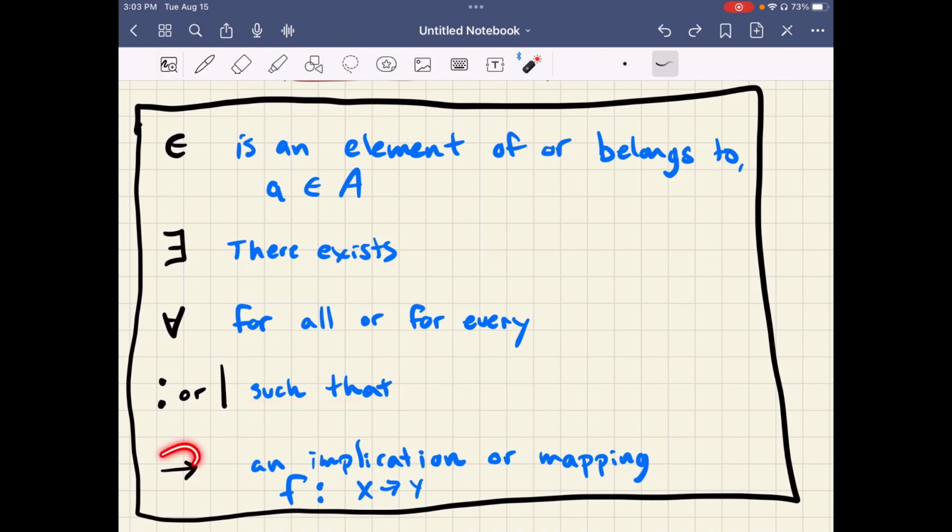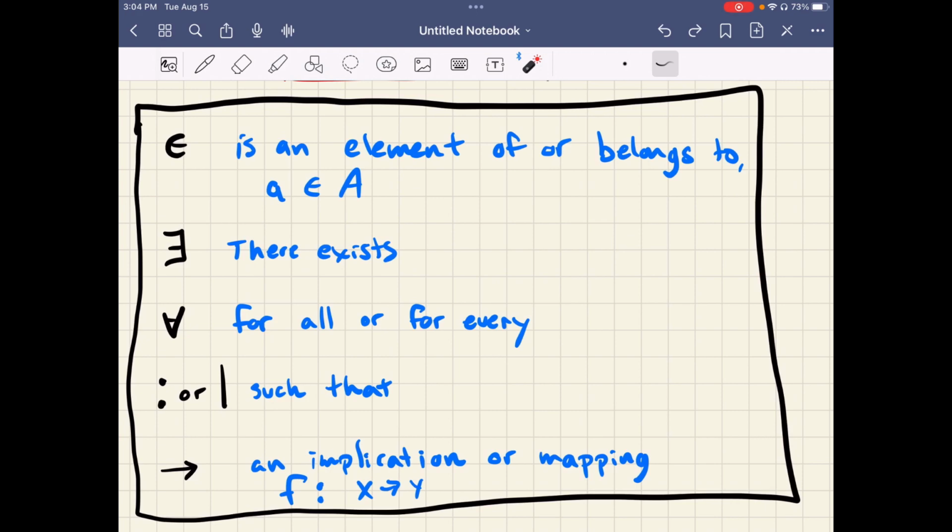And then the arrow here is used in relationship to a function. That means it's an implication or a mapping. So if I had an x value and I plugged it into a certain function f, I would get a very specific y value. The series of symbols we have here reads like this: function f is such that, so we have the colon here, x maps to y. All that means is if I take a specific x, plug it into f, I get a particular y.